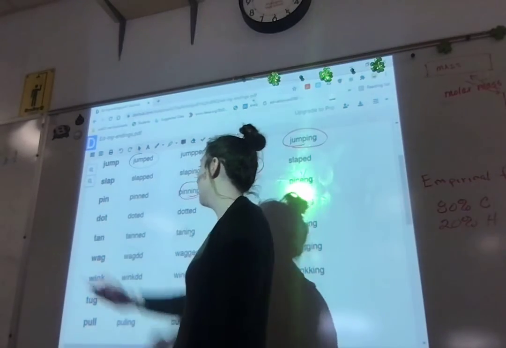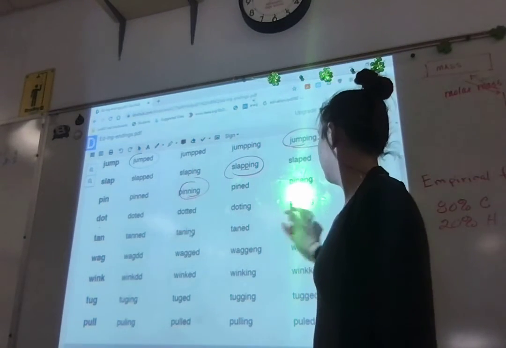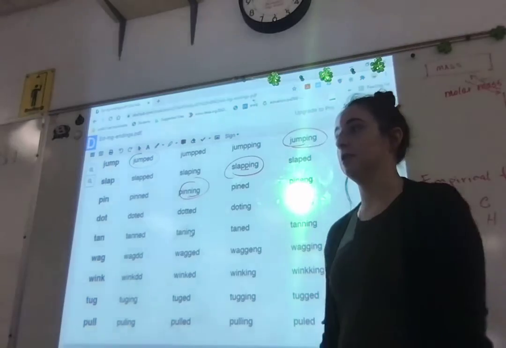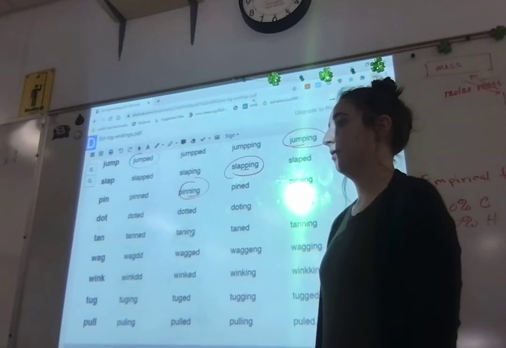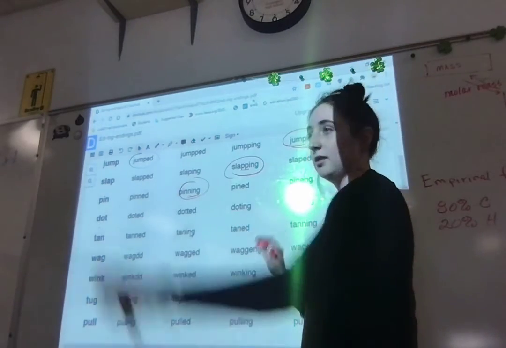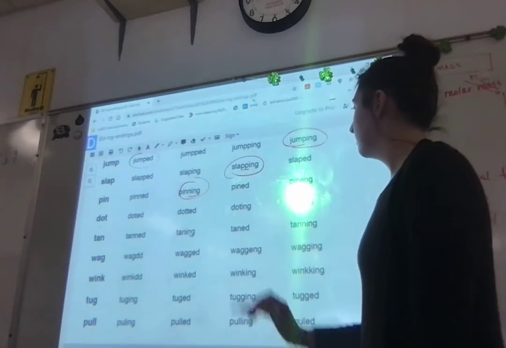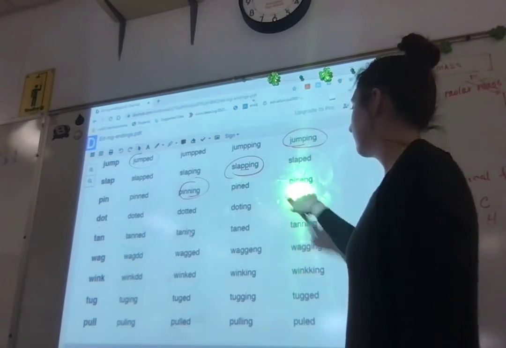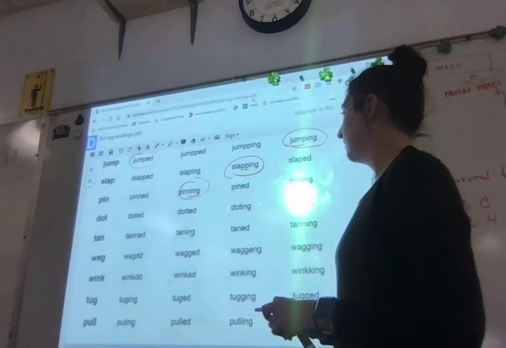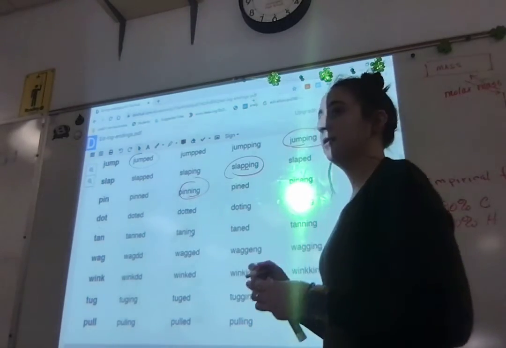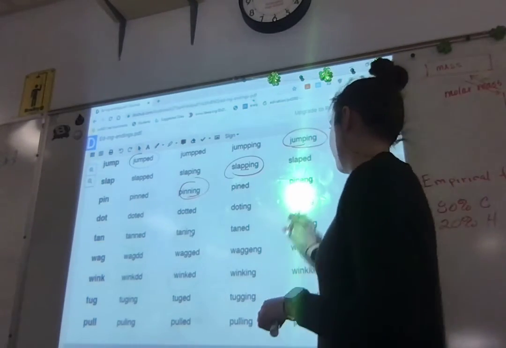Okay, now we have dot. Is it column 3 or column 4? 3. It's 3? What do you think? 4. 4? Why is it column 4? It needs 2 T's. What is this word? Doting. And we need dotting.